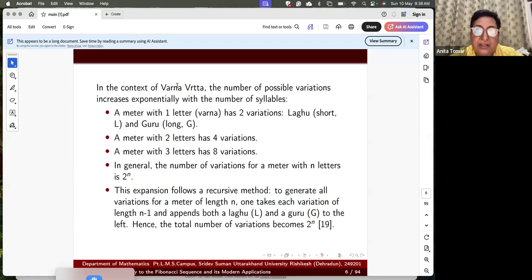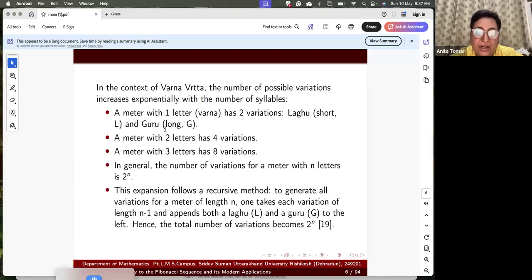In the context of Varnavrata, the number of possible variations increases exponentially with the number of syllables. A meter with one letter, or varna, has two variations: Laghu, meaning short, which we represent by L, and Guru, meaning long, which we represent by G. A meter with two letters has four variations, and a meter with three letters has eight variations. If we continue this process, in general, the number of variations for a meter with n letters is 2 raised to the power n. Clearly, this expansion follows a recursive method.